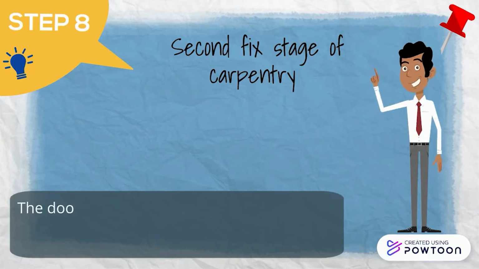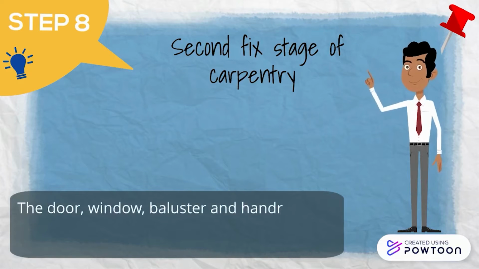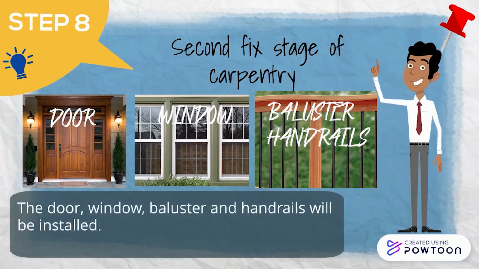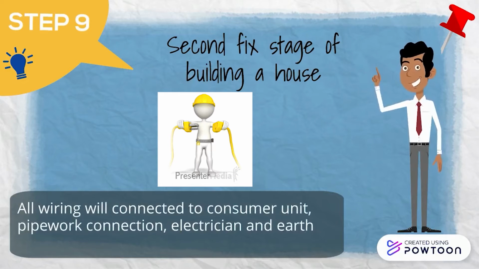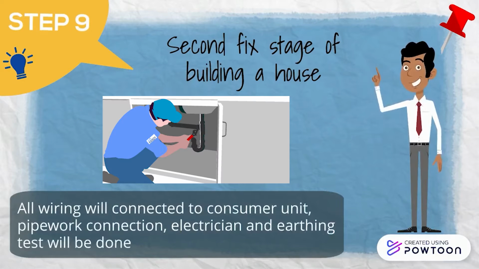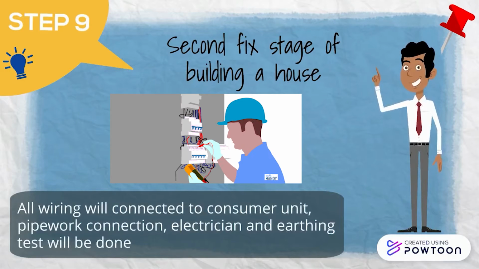Step number 8 is the second fixed stage of carpentry. In this step, the door, window, baluster, and handrails will be installed. Step number 9 is the second fixed stage of building a house, in which all the wiring will be connected to a consumer unit. Pipework connection, electrical and earthing test will be done.